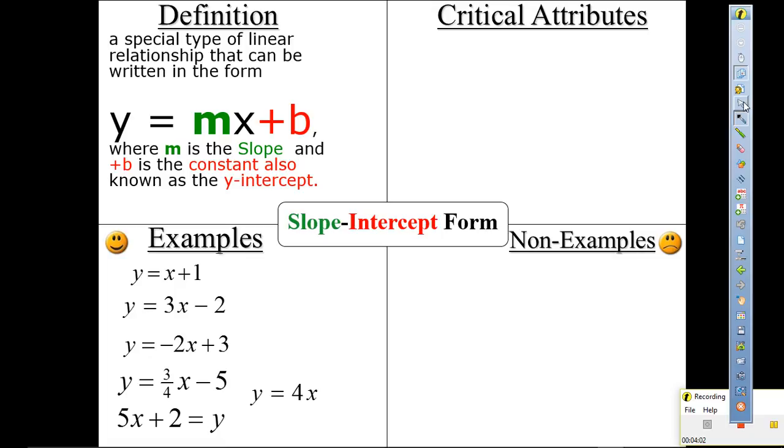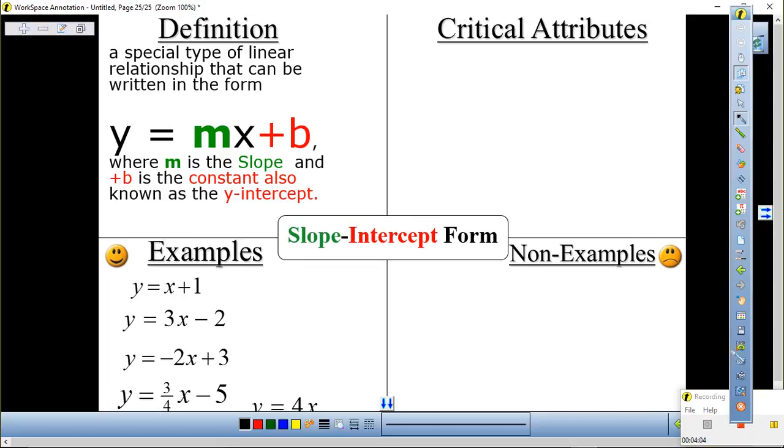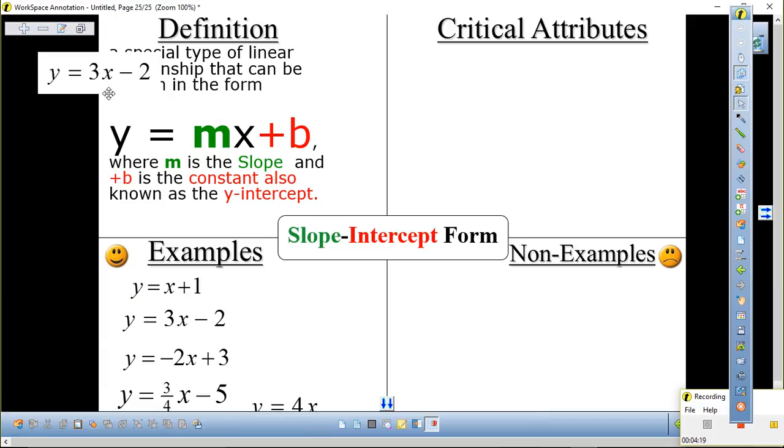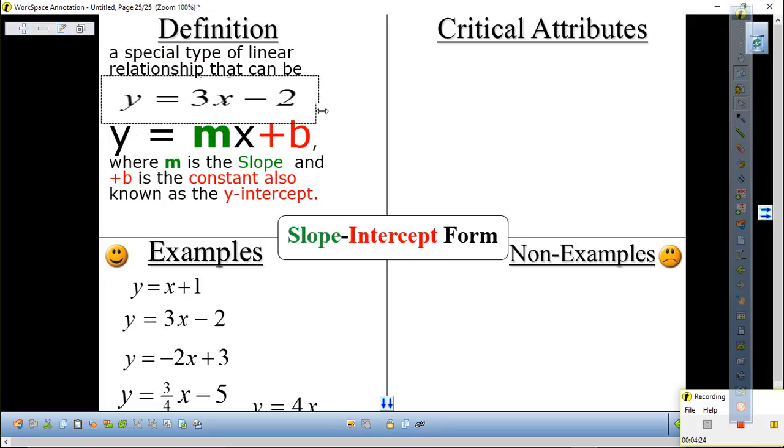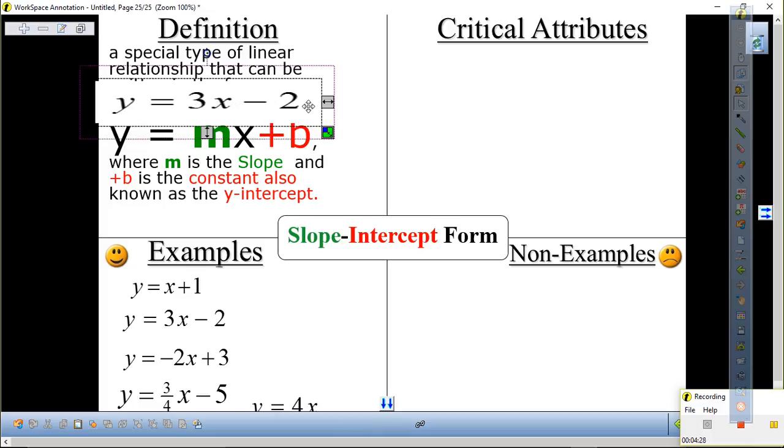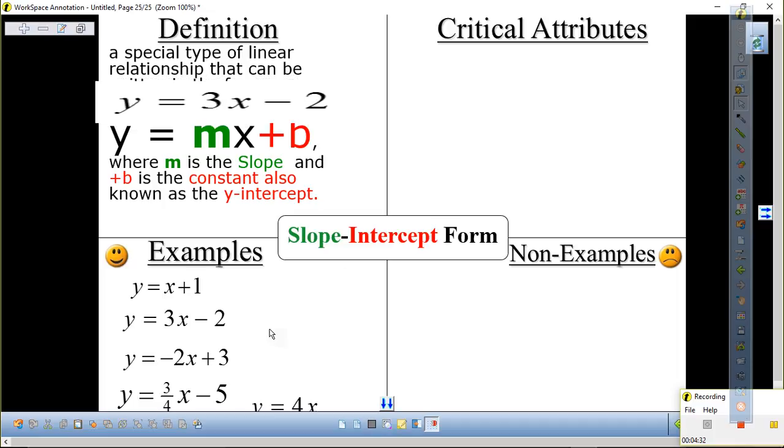Ready? All right, so watch. The reason we use slope-intercept form is that it's easy to identify the slope and the intercept in an equation. I'm going to take this equation, the second one in the examples, and align it to my slope-intercept form. Now that I aligned it, it's easier to see which one is the slope and which one is my y-intercept.